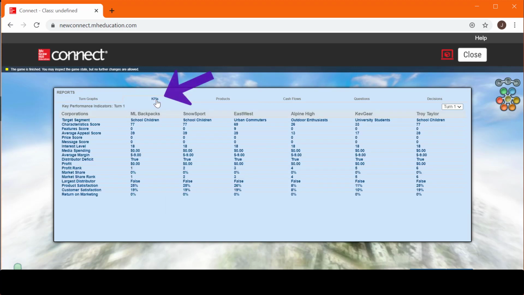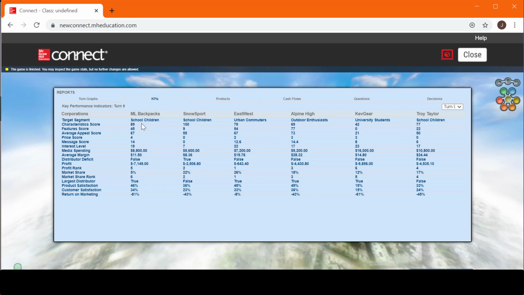But the real data comes in the KPI or the key performance indicators area. You're going to want to make sure you're on the right turn. When you're doing your analyses, you may want to go to the very last turn here to see how overall people thought of your backpack. You can see here for your team, which is ML Backpacks, or your company, I should say, and all of your competitors, you can get a ton of data here.